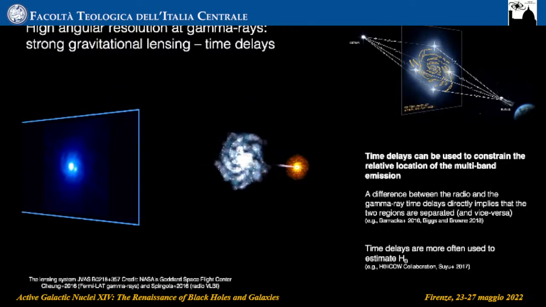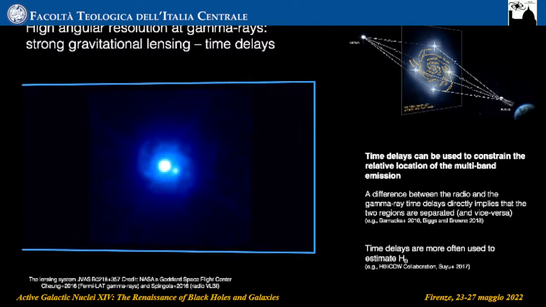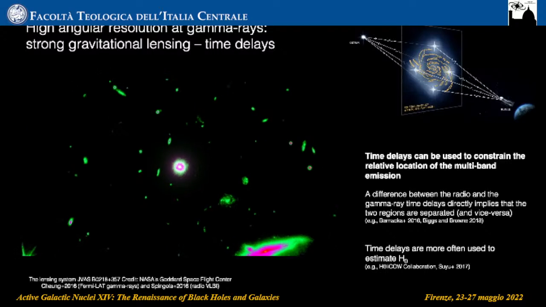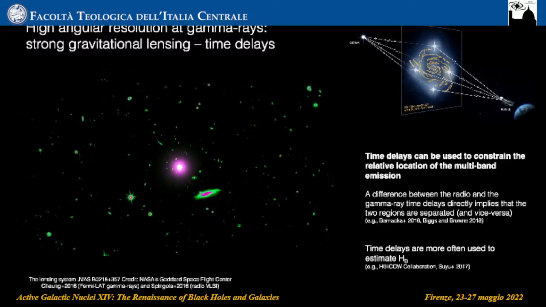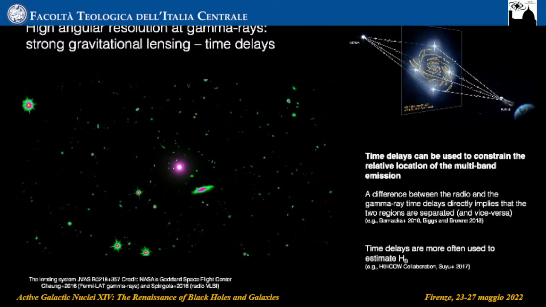So time delays are a super powerful probe for dark energy because they provide a one-step measurement of H0. However, we can also use them to constrain the relative location between the radio and the gamma-ray emitting region. This is because any difference between the gravitational time delay measured at the radio and the gravitational time delay measured at the gamma rays directly implies that the two regions are spatially separated, without even performing any lens mass modeling. We only know two lensing systems that are gamma-ray loud, and they are both blazars.